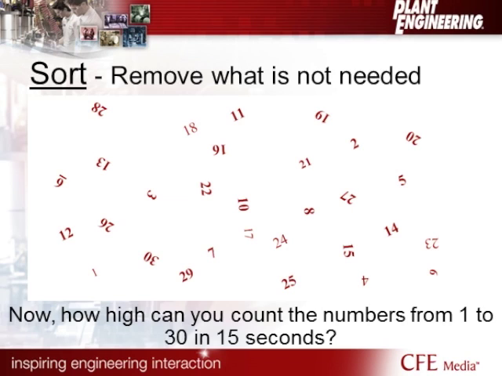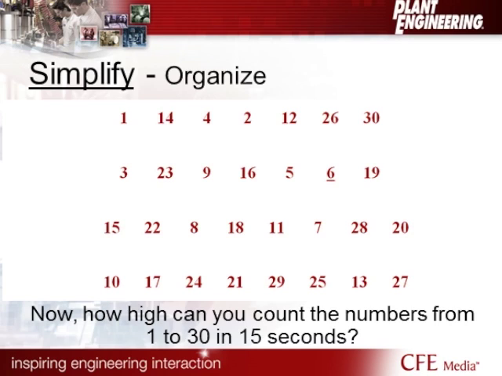Okay, so I'm hoping you were able to get a little quicker this time. You were able to count a little higher than you maybe did in the last exercise. So we're going to move into the next 5S step. Now in this step, we've simplified or organized these numbers. So again, I'll give you that same 15 seconds. Let's see how high you can go on that 1 to 30 count. Starting now.